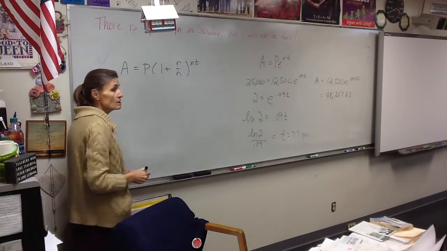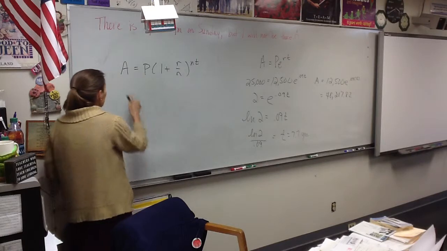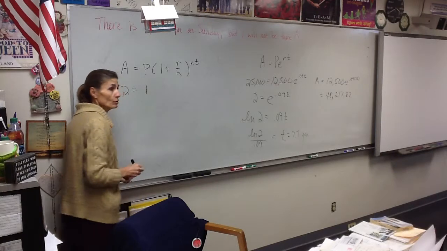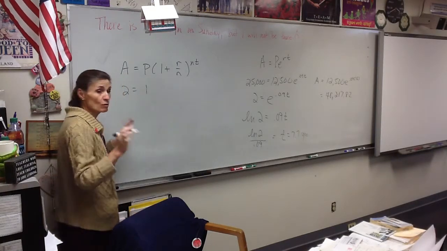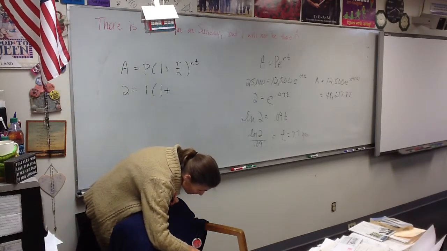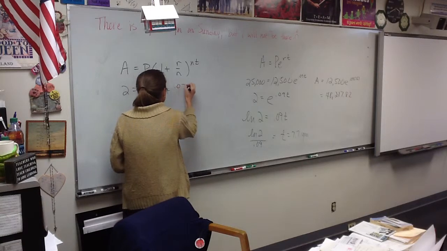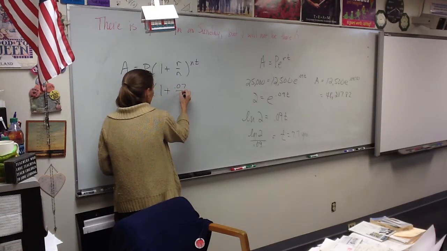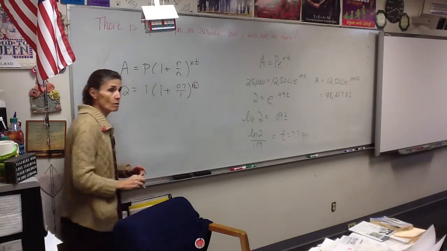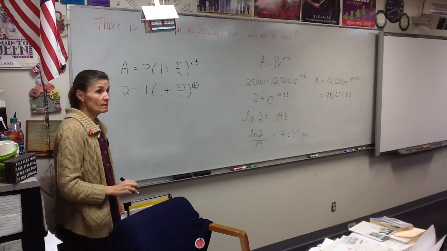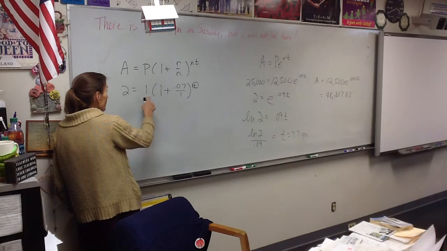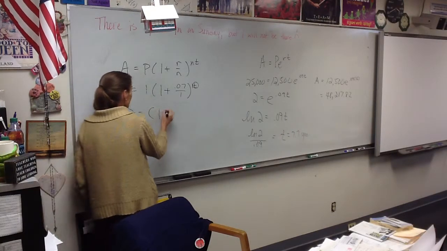And I want to double my money. So what am I going to put in for A and P? 2 and 1 will work, 20 and 10, 200 and 100, whatever you want will work. They gave me an interest rate of 7%, and I'm compounding annually, so n is 1. And I'm solving for t, so I'm going to need logarithms. So I'll divide by this number, whatever you happen to have put there.